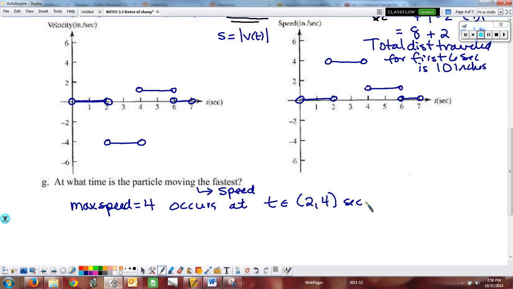All right. And so the idea here is you want to be very careful that when you're looking for the moving the fastest, it's kind of like you're doing this over here, but you're looking at where your absolute value is the greatest distance from the x-axis, essentially. So it could be moving the fastest in the negative direction to the left, or moving the fastest to the right. In this case, it's moving the fastest to the left, and it's happening on 2 to 4 seconds.